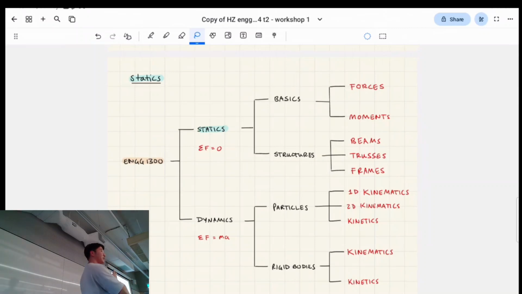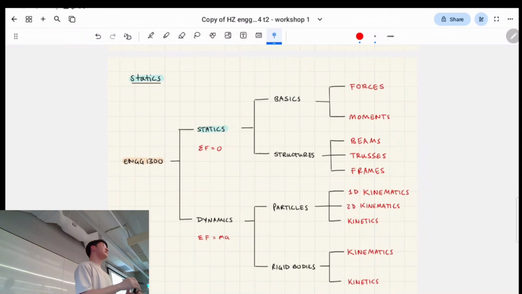Next, we'll move on to structures, which again is under statics. Structures is a big part of this course because that's where it's going for civil engineers. This course is the basis for that essentially. You'll learn about beams, trusses, frames. You'll get pretty familiar with these words as we go.